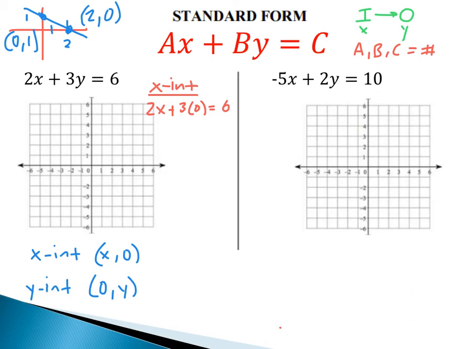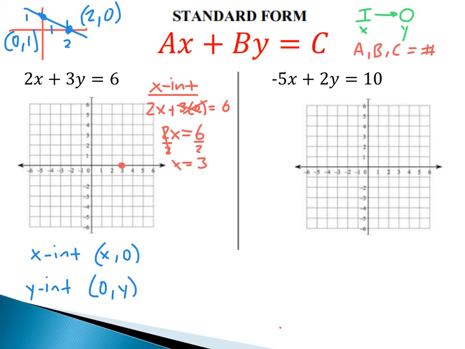Now what ends up happening here? 3 times 0, well, this completely drops out of the equation. So I'm going to get 2x = 6. And that is something we should be able to solve for. Divide by 2 on both sides, and I get x = 3. So this tells me that my x-intercept is at a value of 3.